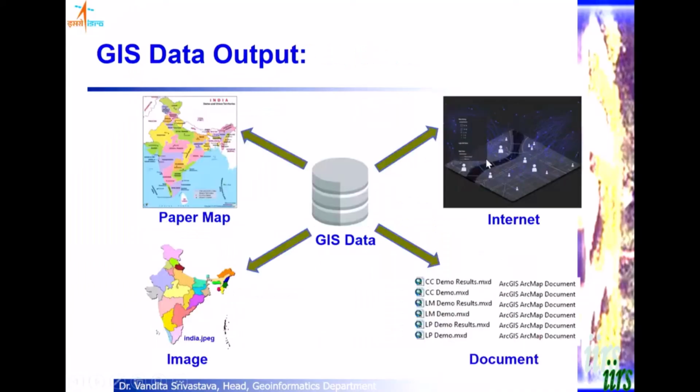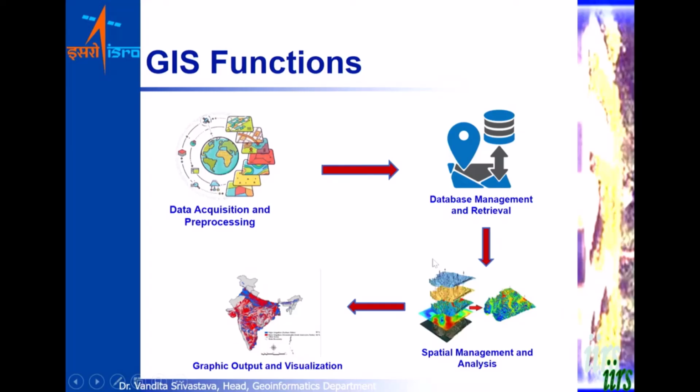Now, once you have captured and stored, if you want to disseminate the geographic information, there are many ways to do it. You can produce hard copy maps, soft copy maps, a lot of animations, videos and tabular data. You can also disseminate this information over the web. So these are the forms of output, all known to all of us.